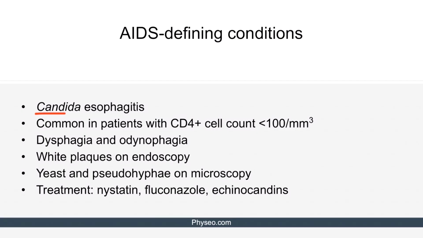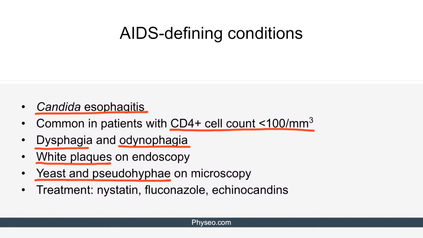Now we move on to Candida esophagitis. This infection is common in patients with a CD4 cell count less than 100. Candida esophagitis, just like any other cause of esophagitis, causes dysphagia, so difficulty swallowing, and odynophagia, or painful swallowing. Endoscopy will reveal white plaques similar to those of oral thrush. Microscopy will show typical yeast and pseudohyphae.